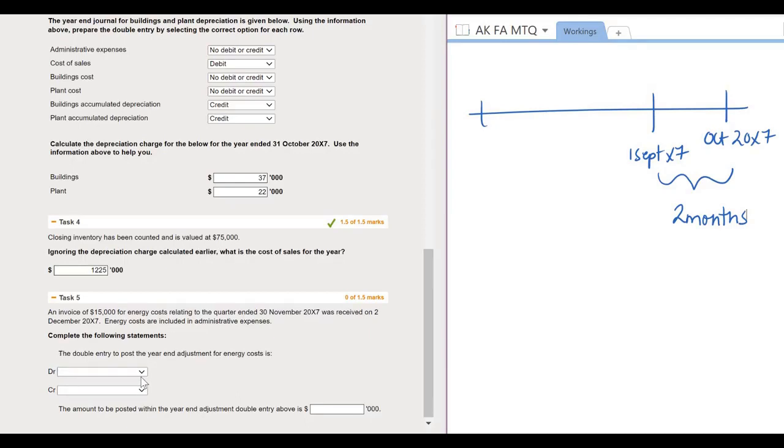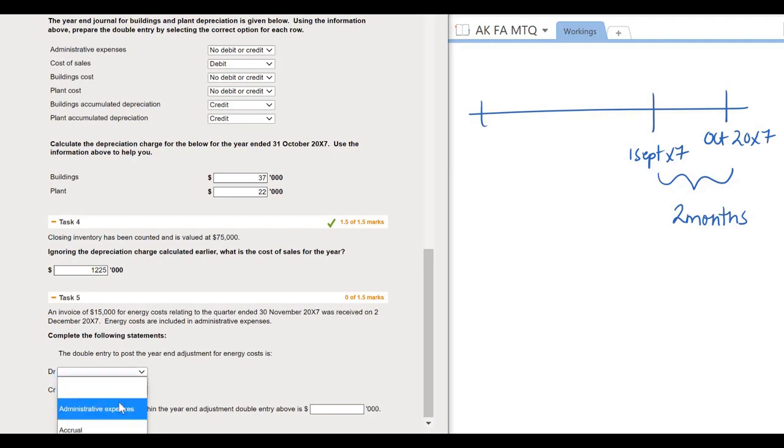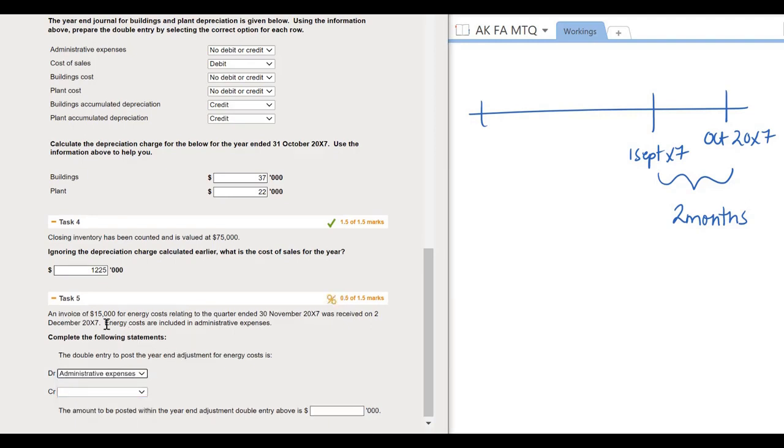Well, before we even come on to the calculation, we can simply identify that that would be a debit to the administrative costs. We're told the energy costs go to the admin expenses. And we can credit the accruals, which is a liability, an amount that they will need to pay in the subsequent year because the invoice was received post-year end.